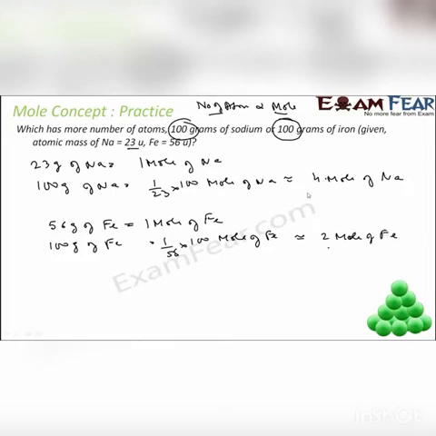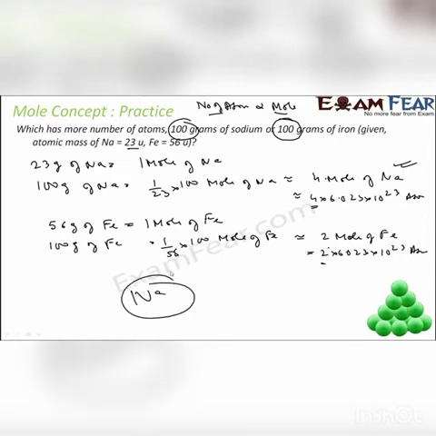This is 4 mole, this is 2 mole. This is 4 mole, that means it is 4 into 6.023 into 10 to the power 23 atoms. This is 2 mole, that means it is 2 into 6.023 into 10 to the power 23 atoms. So which one is more? Obviously this is 4, this is 2, so sodium has more atoms. Sodium is more. Right? It has more atoms.